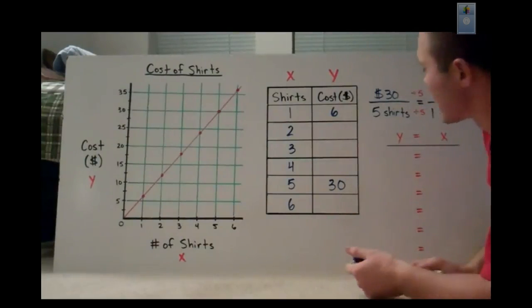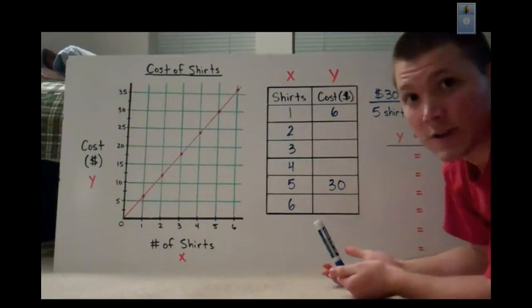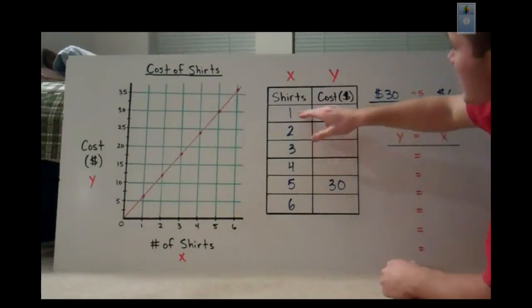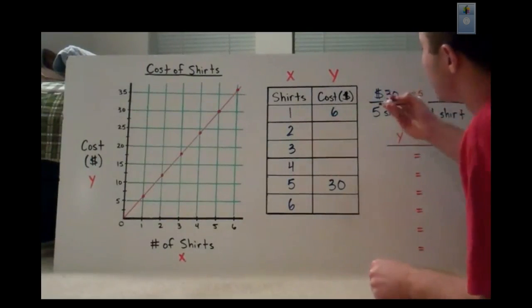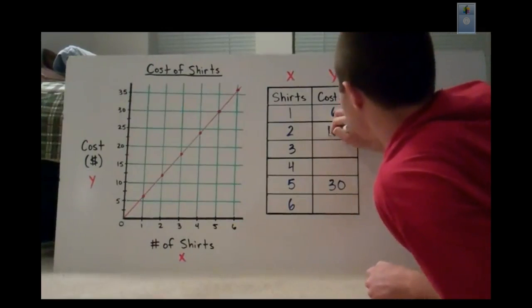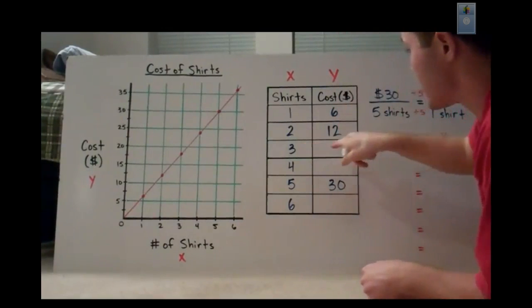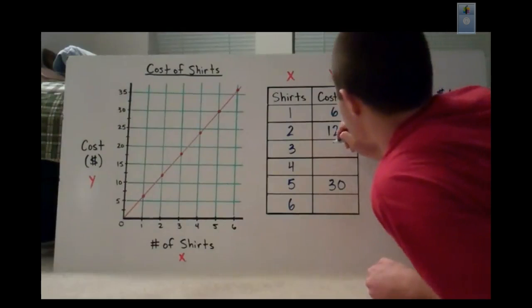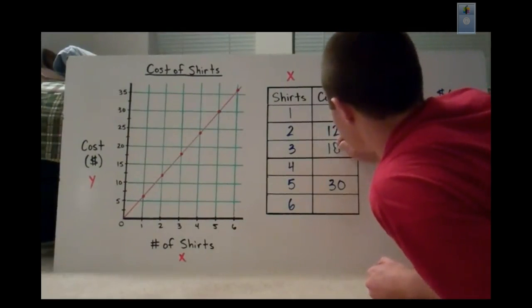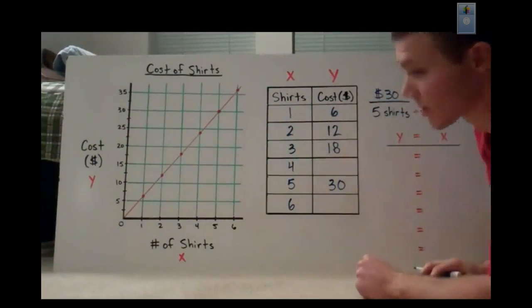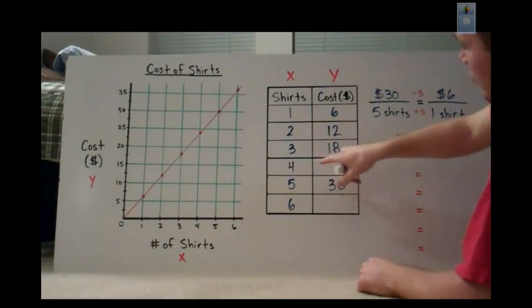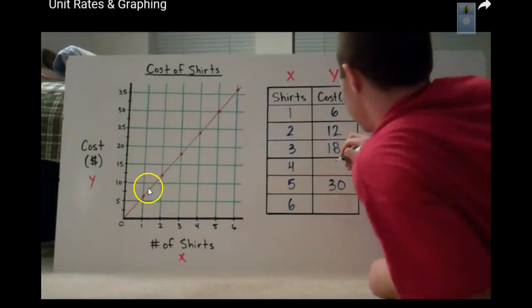Right? So you probably know how to fill in the whole table pretty easily. If 1 shirt is $6, 2 shirts must be 12. 3 shirts, that must be 18. Notice the pattern? Up 6, up 6, up 1, up 1, up 1, and so on. Okay? 4 shirts, that must be 24 bucks.